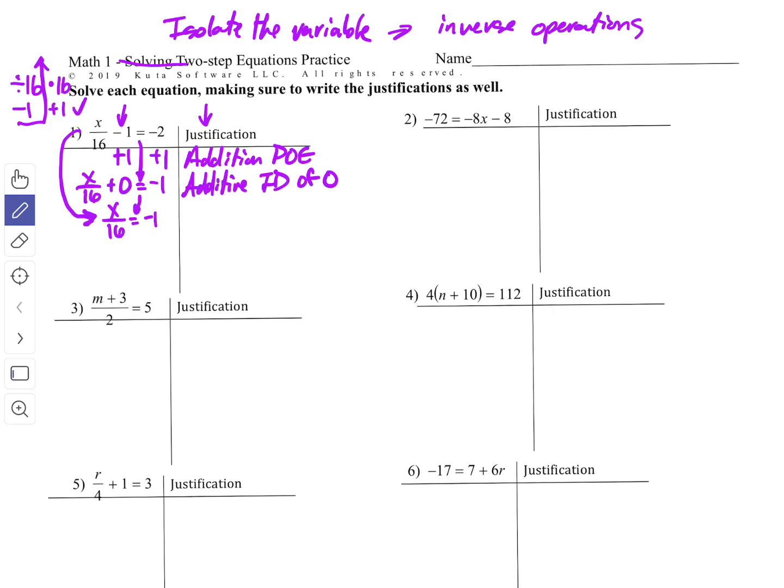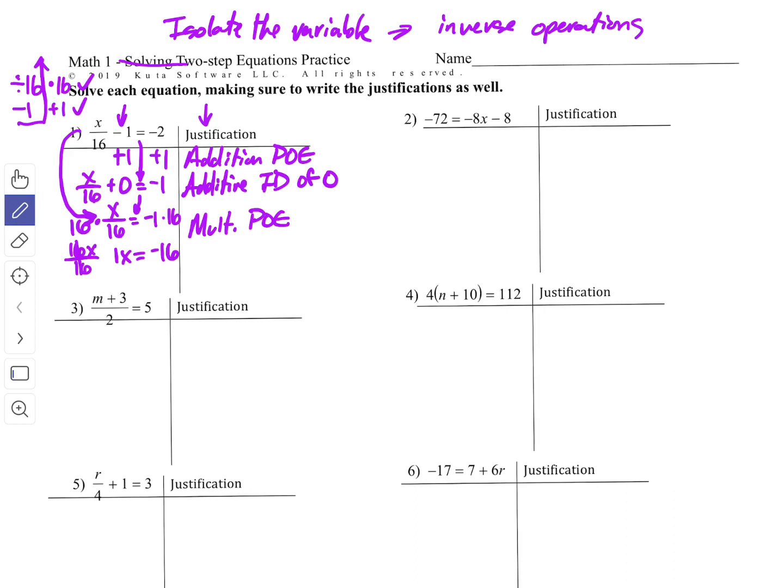So, we already added 1. Now we're going to times by 16. When we times, that's like 16x over 16, right? That becomes 1. So we get 1x equals, and we times 16 on this side using the multiplication property of equality, and we get -16 here.